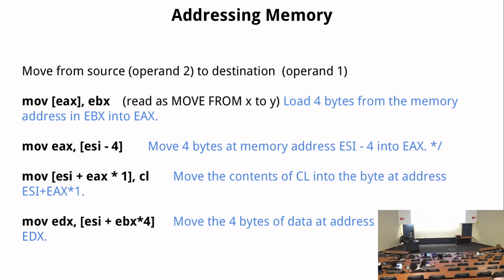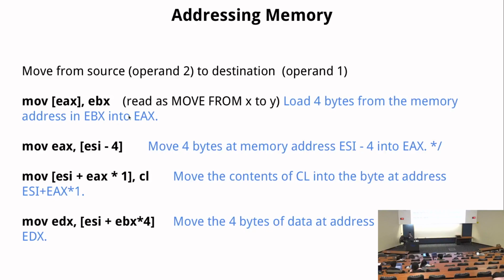We are moving 4 bytes from the register EBX to the memory location at EAX. The explanation here is actually not correct. I've been using this for too long. I didn't really check if they are correct.